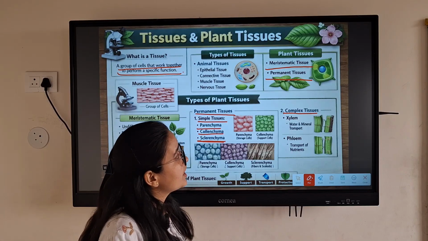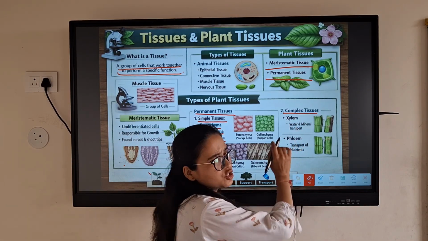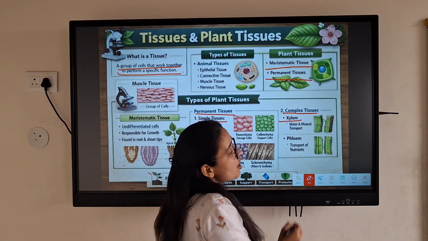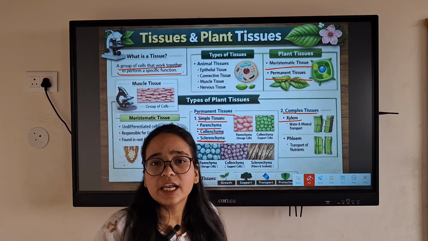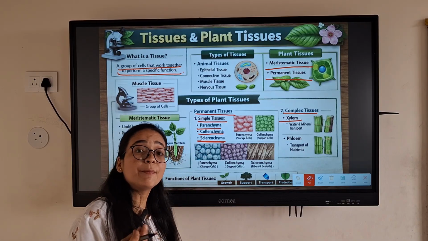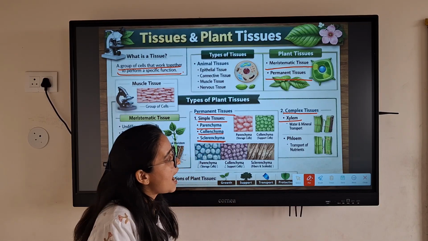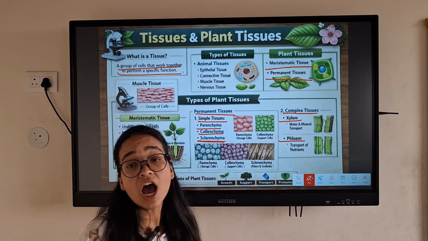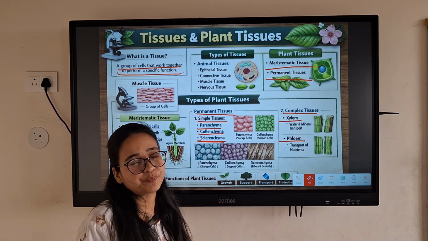Now, the next one is the complex tissue. Complex tissues are of two different kinds. First one is the xylem. As we know, xylem helps in the transportation of minerals and water. And second one is the phloem, which helps in the transportation of nutrients or food.